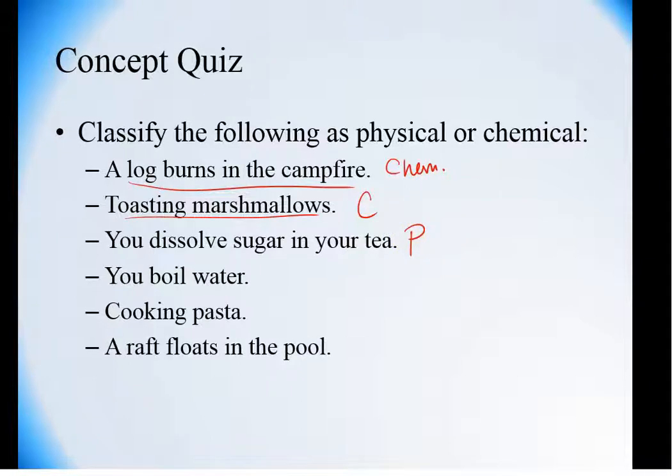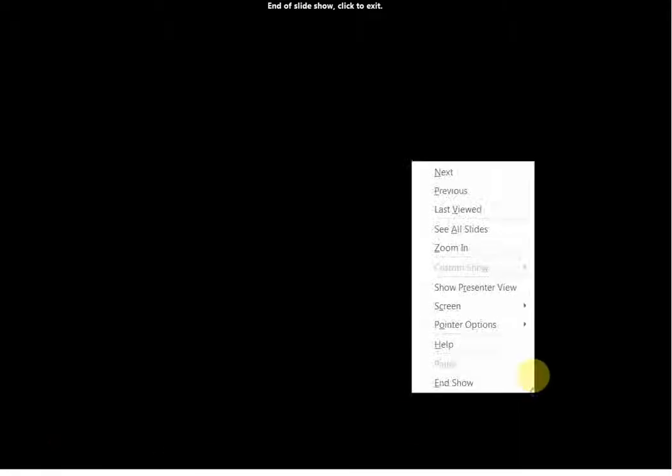Boiling water. It's still water, regardless of whether it is a liquid or a vapor. So this is also a physical change. Cooking pasta. The pasta is cooked. That egg is never going to go back to its uncooked state. So it is a chemical change. And something floating around in water, it's just based on density, which means it is a physical change. And that is the end of this unit.